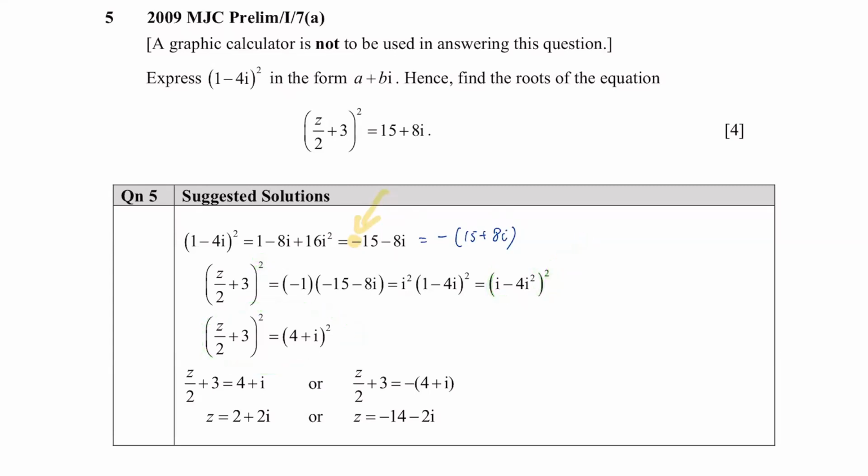They wrote it over here. Something squared equals something squared. You can take the square root, but then you need plus-minus. So positive (4 + i) and negative (4 + i). Make sure you distribute the minus. And then after that, you solve for z.